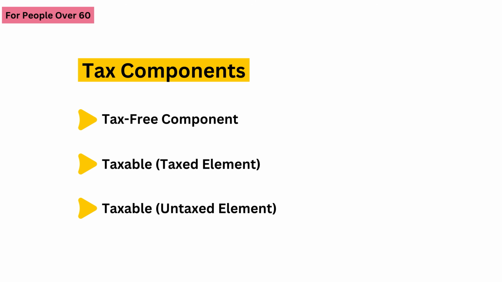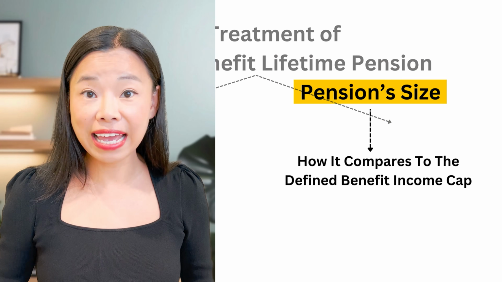For people over 60, the tax-free component and the taxable taxed element are treated the same for tax purposes, and together they are called the taxed source. The taxable untaxed element is known as the untaxed source. We will come back to that in a moment, but for now, let's look at the second factor.